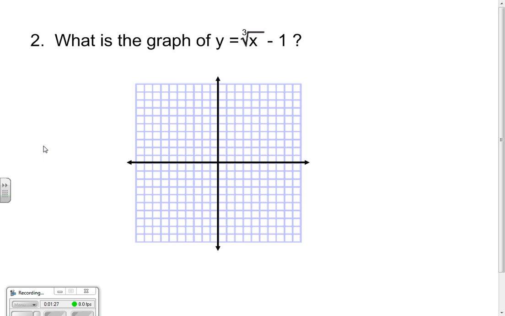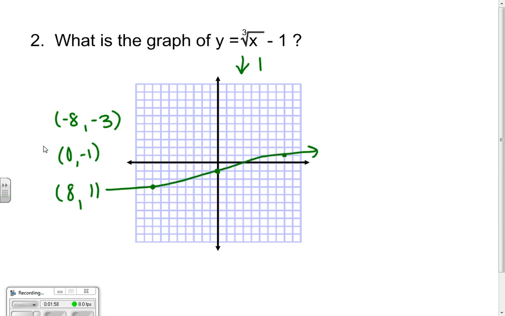That -1 on the end actually means that your graph is moving down 1. So instead of it starting at 0, 0, this graph is going to start at 0, negative 1. But I'm still going to pick negative 8 and positive 8. If I put a negative 8 in, the cube root of negative 8 is negative 2, minus 1 is negative 3. So it's right there. If I put a positive 8 in, the cube root of 8 is 2, minus 1 is 1. So this graph is going to end up looking just like the last one, only it's shifted down just 1 unit.